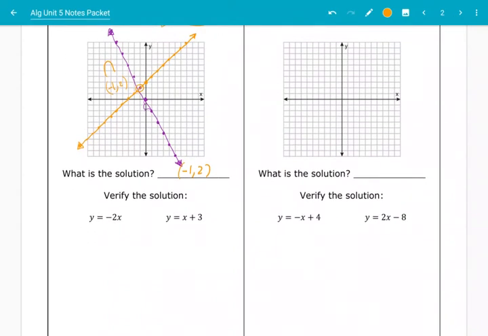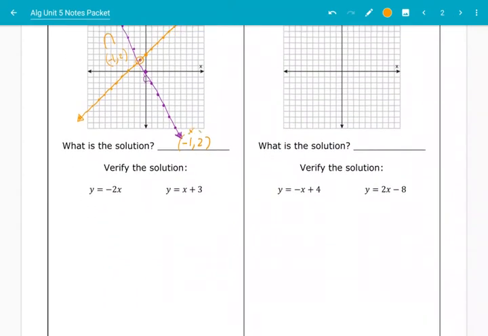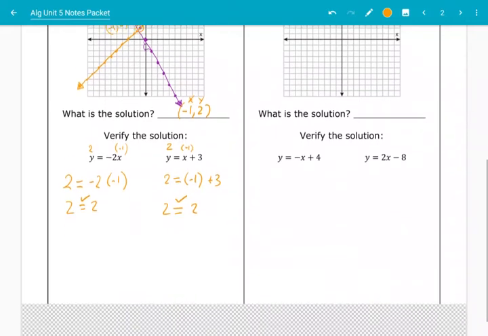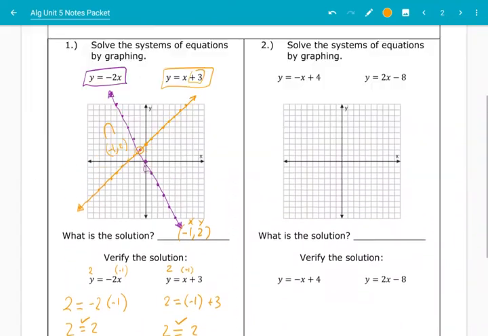All right, let's verify our solution. We're going to plug this in for x and this in for y. So this is going to be 2, and this is going to be minus 1. So I'll rewrite this. 2 equals minus 2 times minus 1. And you know what? We already verified this earlier. 2 equals 2. Check. And this is going to be a minus 1. So 2 equals minus 1 plus 3. 2 equals 2. There we go. So our solution has been verified, and we've done it.